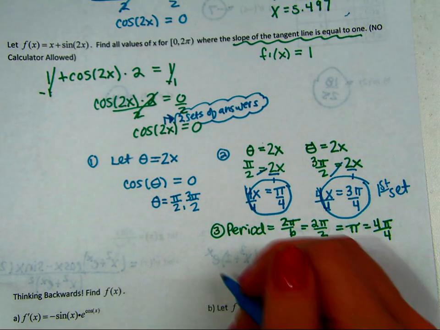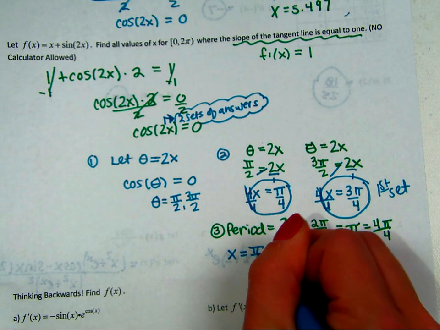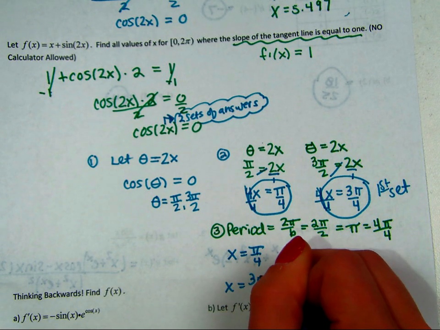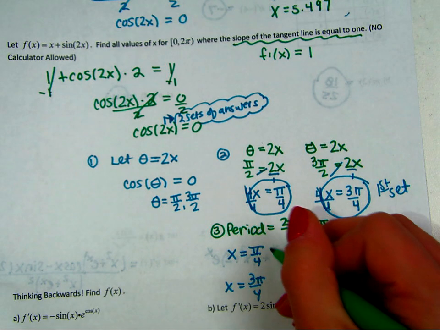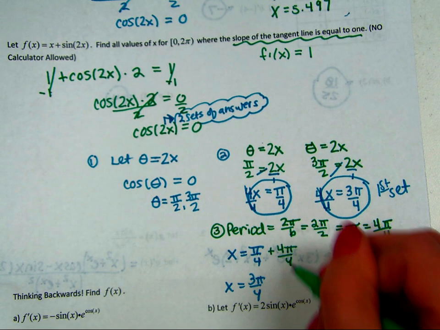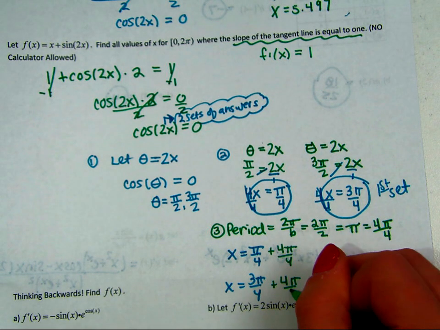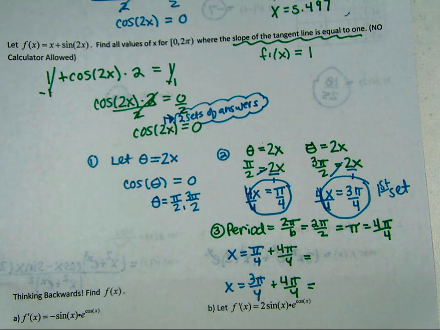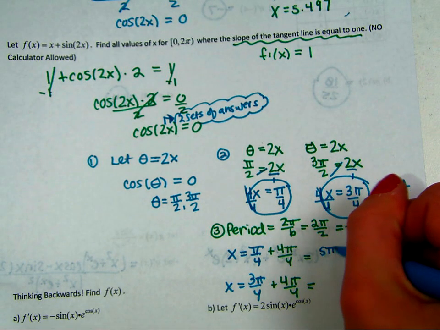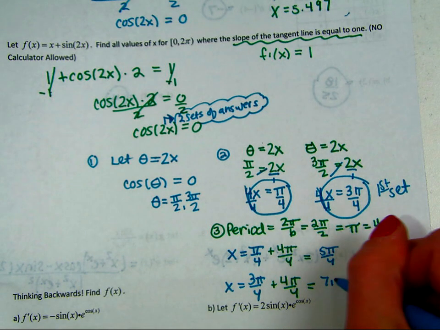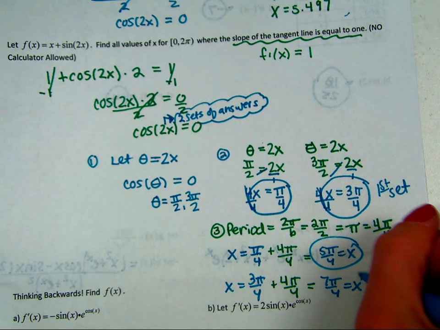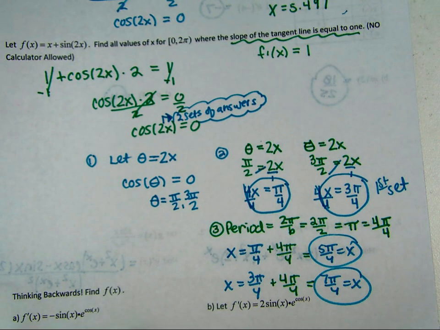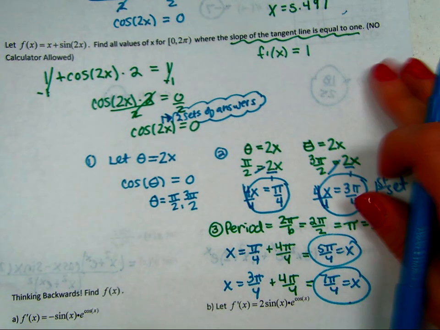So the answers we got to begin with are pi over 4 and 3 pi over 4. We need to add our period, 4 pi over 4, to those to get our second set of answers. If we do that, we get 5 pi over 4 and 7 pi over 4. And those are our other answers for x. These are actually the exact same answers as our other ones up here.